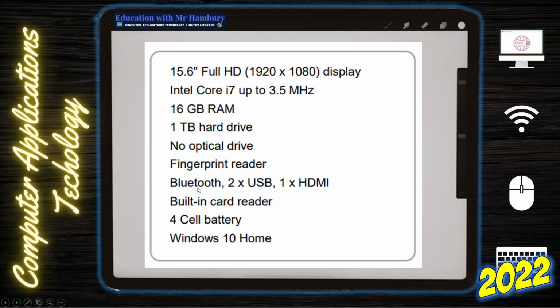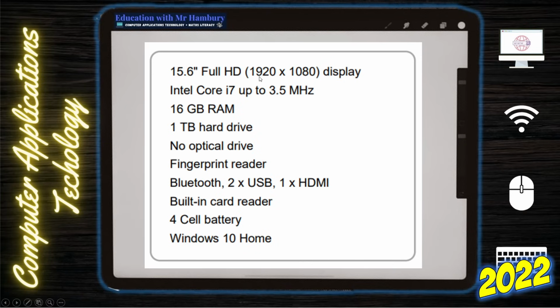Fingerprint reader, it's got Bluetooth, 2 USB ports, 1 HDMI. So that's already telling me this seems like a laptop. Built-in card reader, typical of laptops. 4-cell battery, there we go. That's going to tell me that it's a laptop.